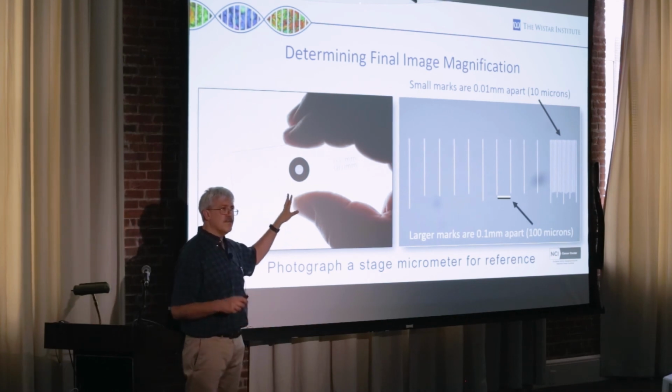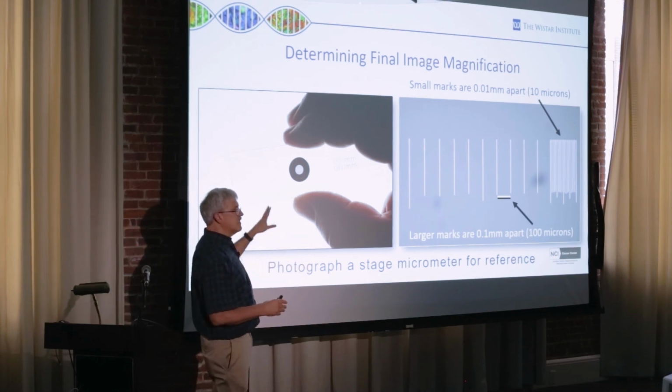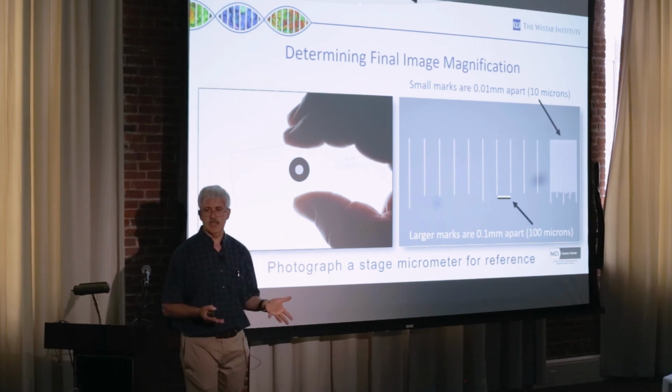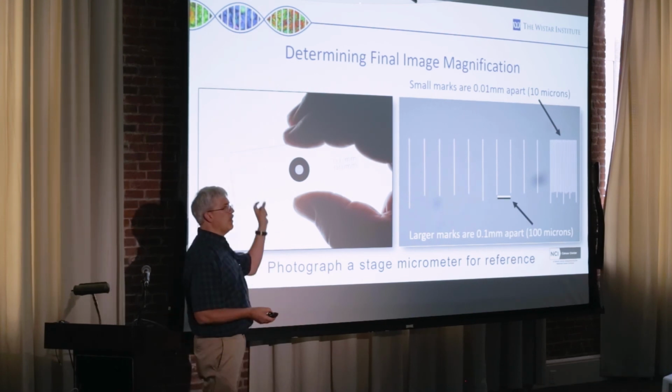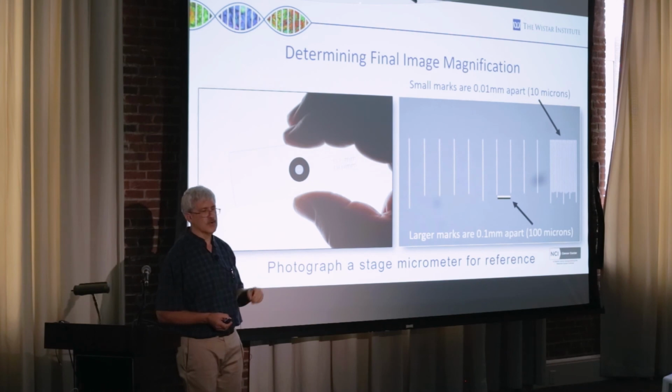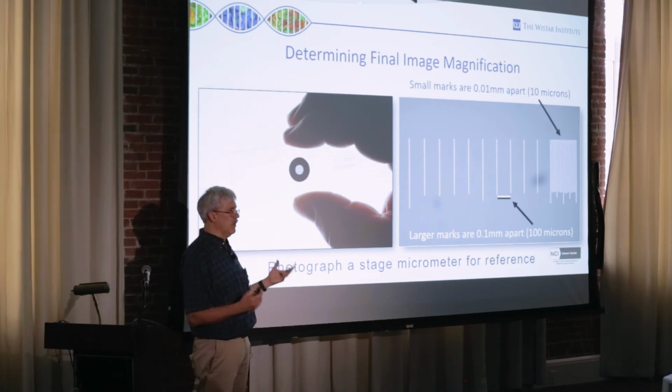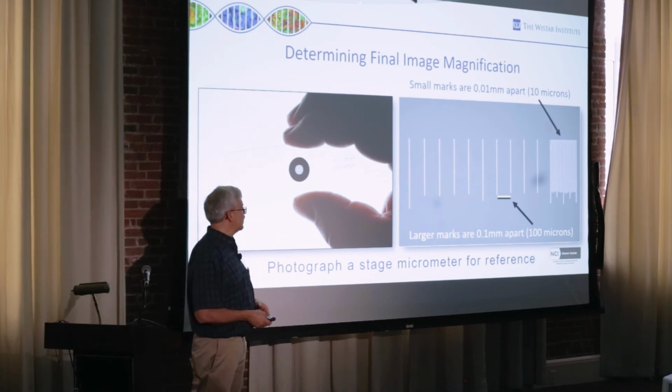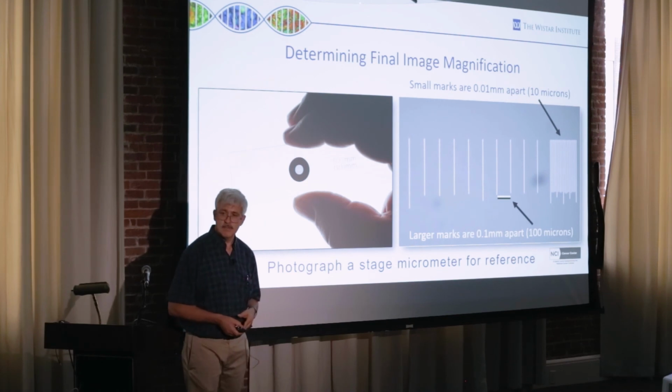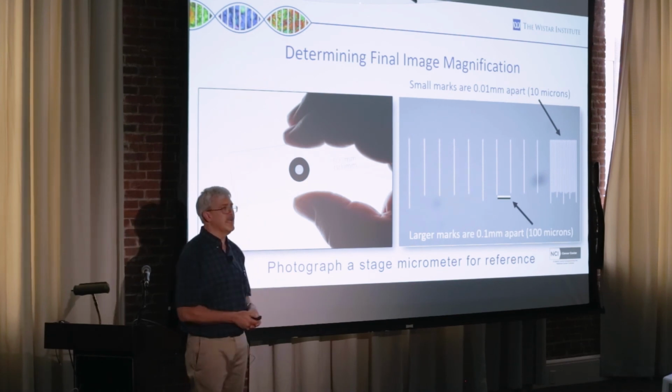You take a picture of your sample, you take a picture of the stage micrometer with the same conditions, and then you know how big a bar will be on your final image for your magnification. So you say bar equals 100 microns, and now you know your magnification. And from that, you can measure something.